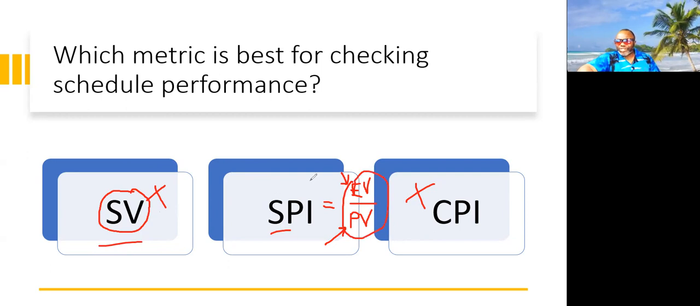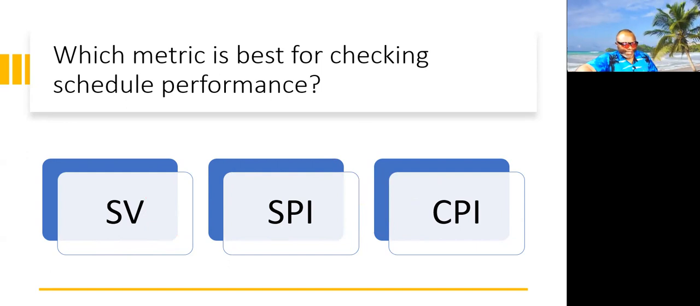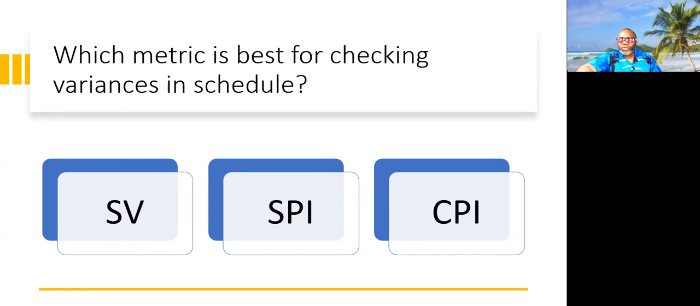So it doesn't really show you what the performance is, because you could have a schedule variance of $5, for example. If the schedule variance is $5, that could be on any project. It could be on a $1 million project. It could be on a $200 project. So it's not the best one. The best one is the schedule performance index. Hope that makes sense. All right. We're almost done here. Let's go to our next one. Which metric is best for checking variances in the schedule? Now it's getting simpler.